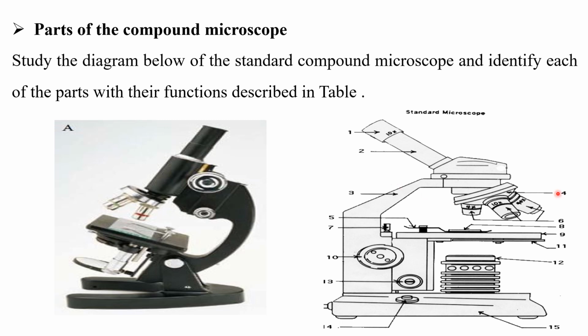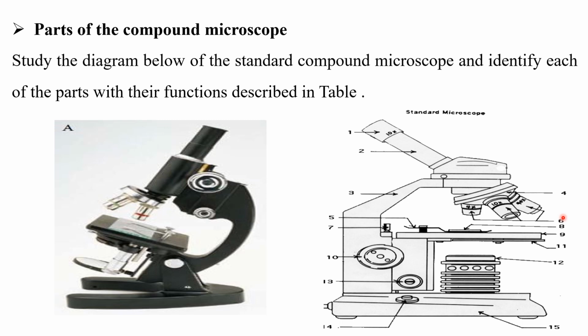Also number four is the nose piece, which is usually used for rotating the power of the microscope. Number five is called stage clips. It is for clipping the slides. Number six is about objective lenses.